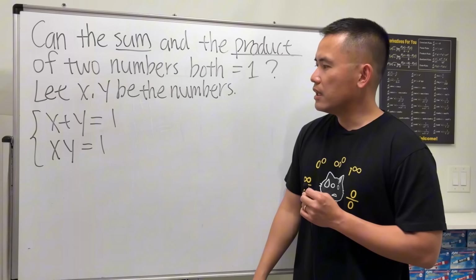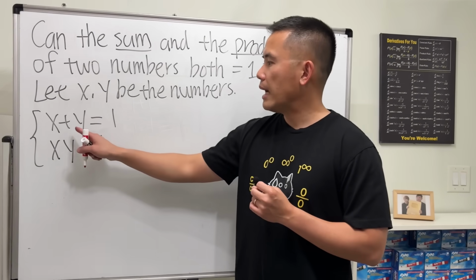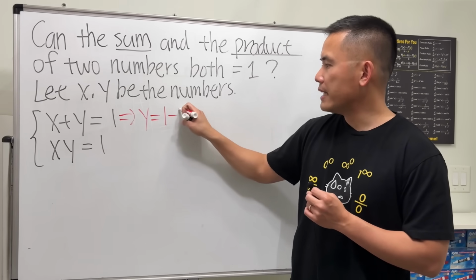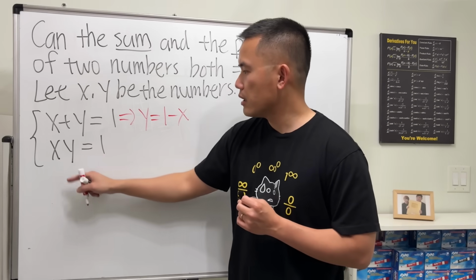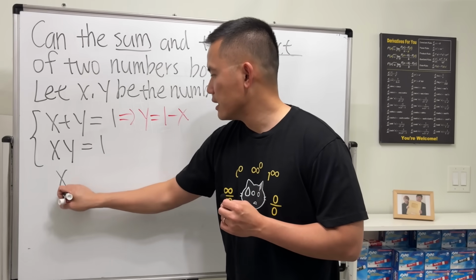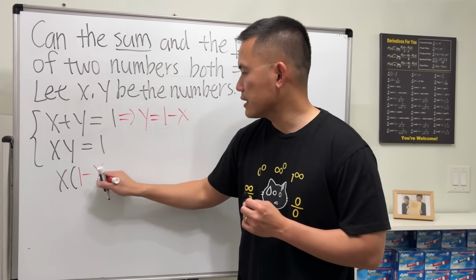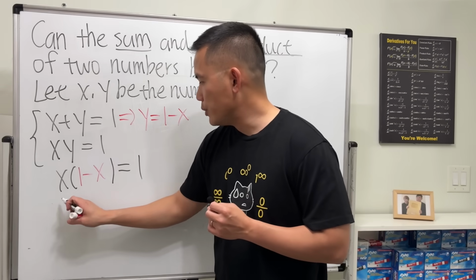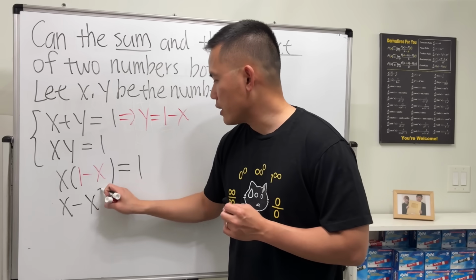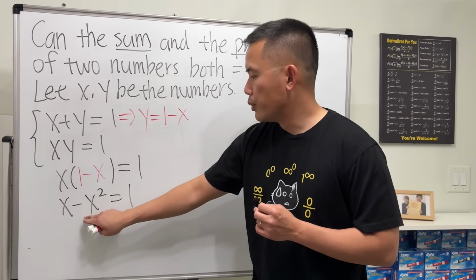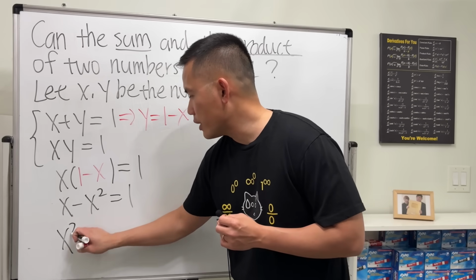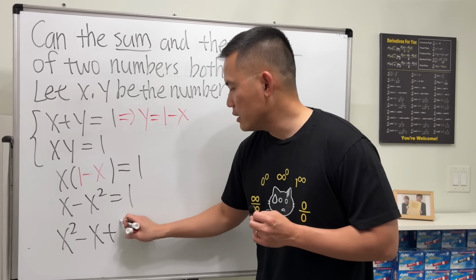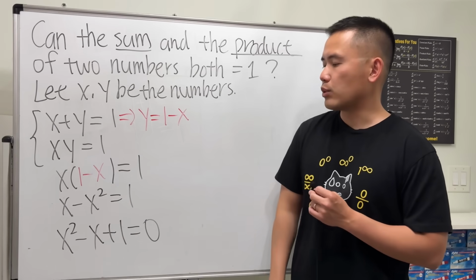Now to solve this, let's just do substitution. I'm going to subtract x to both sides. So y is equal to 1 minus x. So I can put this right here, and then we can get x times y, which is 1 minus x now, and then that is equal to 1. And then just solve this equation. Distribute, we get x minus x squared is equal to 1. Put this to the other side, we get positive x squared. Put this to the other side, we have minus x, and then the 1 is positive already. So that's what we have.